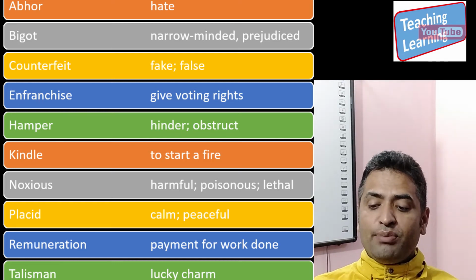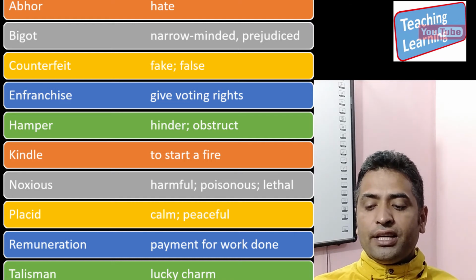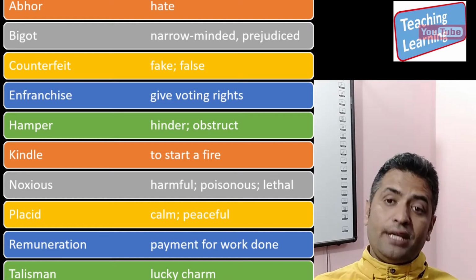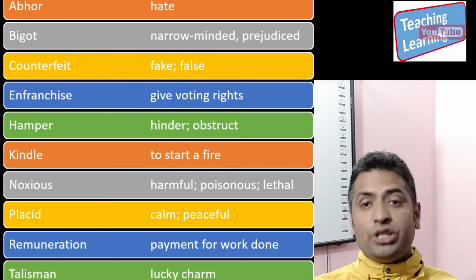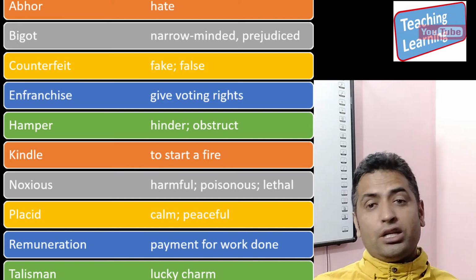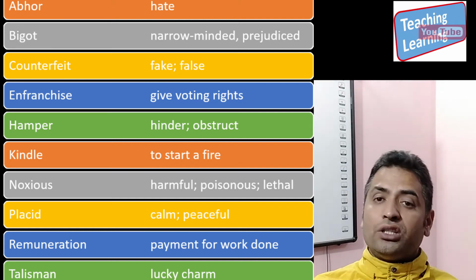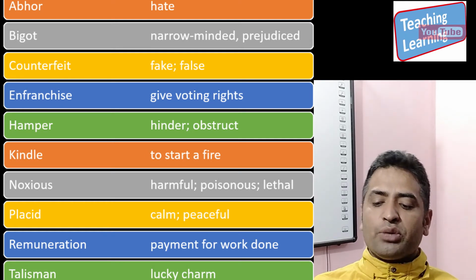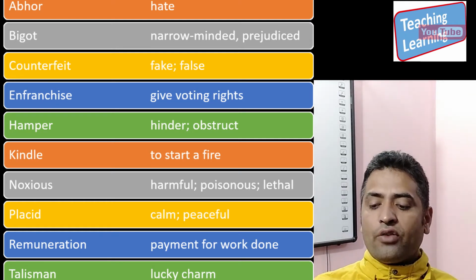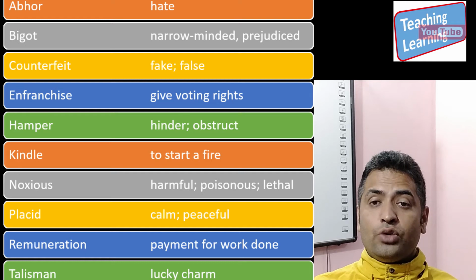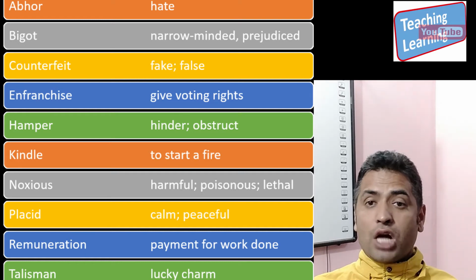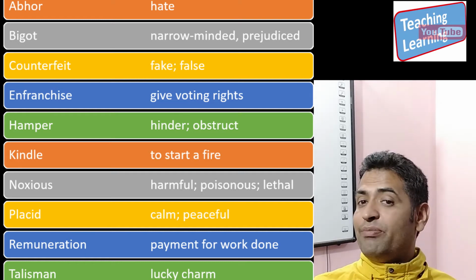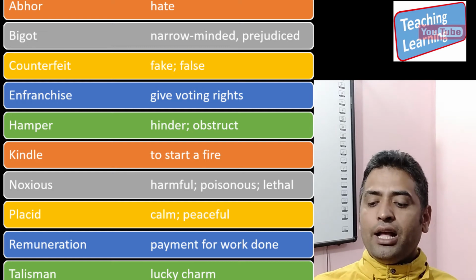Another word, number 4, is E-N-F-R-A-N-C-H-I-S-E. It means to give the voting right. You have the right to vote, not only in politics, but in other social organizations and elsewhere. The next one is H-A-M-P-E-R. It means hinder or obstruct, to create a kind of disturbance. That's the meaning.